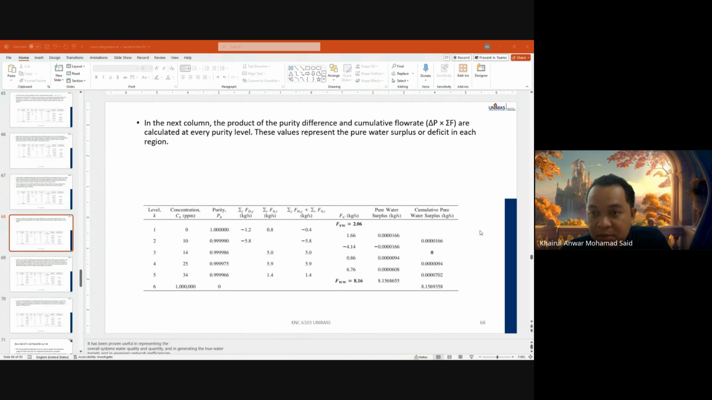In a water cascade table, what does a cumulative pure water surplus of exactly zero indicate? Yes, exactly. It indicates the water pinch point where the mass transfer driving force is at its minimum.